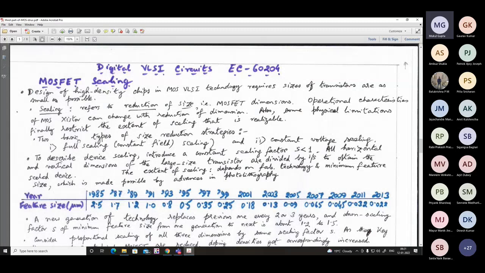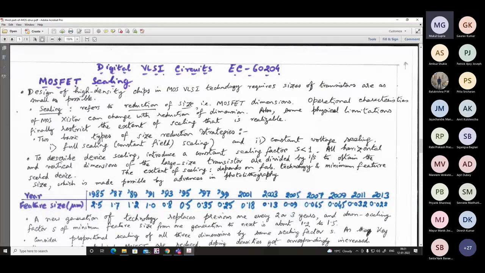Operational characteristics of the MOS transistor can change with the reduction of dimension. Also, some physical limitations will finally restrict the extent of scaling that is realizable. That is true. You cannot go indiscriminately. You cannot reduce the dimensions thoughtlessly. Two basic types of size reduction technology exist. One is full scaling, or constant field scaling. The second is constant voltage scaling.